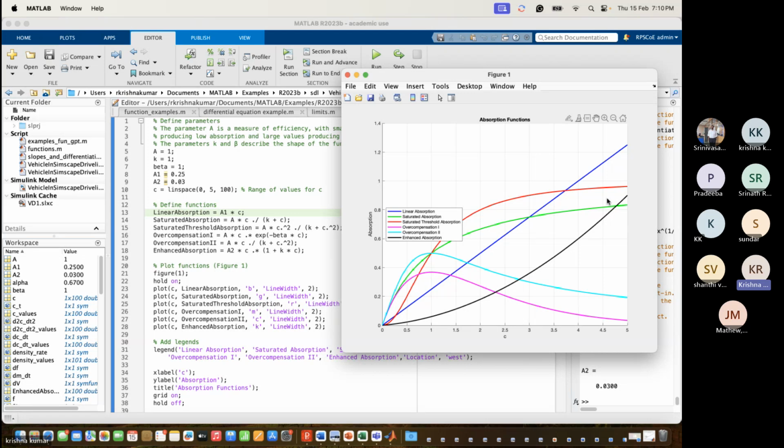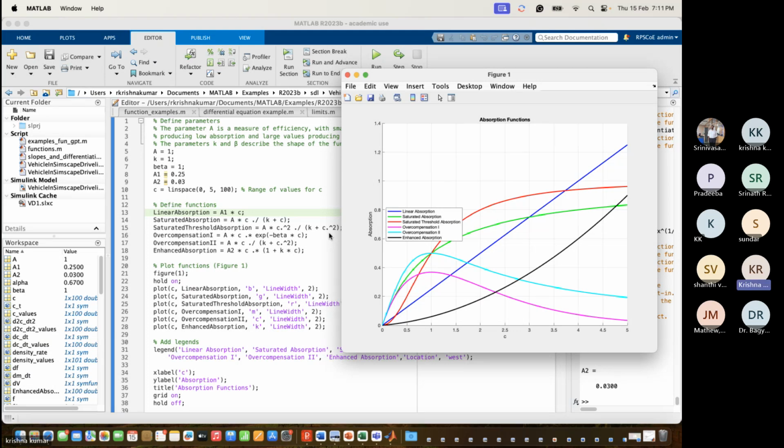Okay. So this is the second one. Then we have saturated threshold absorption. This is A C squared divided by K plus C squared. Now, don't worry about remembering each of these terms. Just look at that. So AC by K plus C, it will hit a plateau. That's what it means. So the third one is what is called the saturated threshold absorption, which is AC squared divided by K plus C squared.